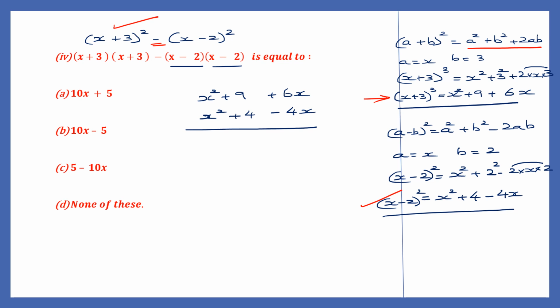So plus here becomes minus, this plus becomes minus, and this becomes plus. Now look at the first one, x square minus x square gets cancelled. Then we have 9 minus 4, which is 5, and here both are plus signs, so we add it up. 6 plus 4 is 10, so 10x plus 5, and that is option A, 10x plus 5.